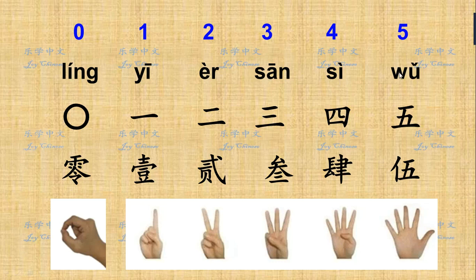五 is 5. So we put 5 fingers up to show 5. This part I think is international. All of the countries are similar. So 零 0, 一 1, 二 2, 三 3, 四 4, 5, 五.